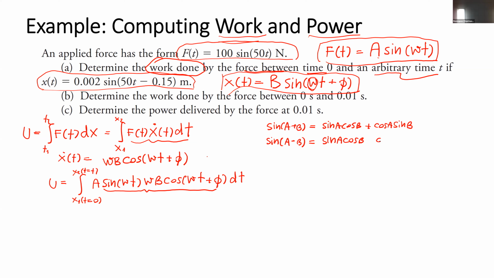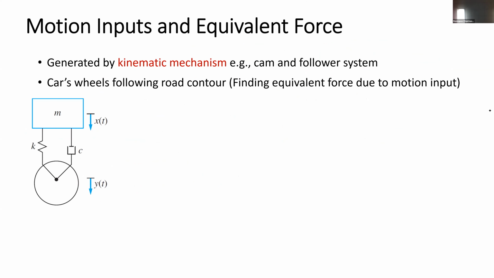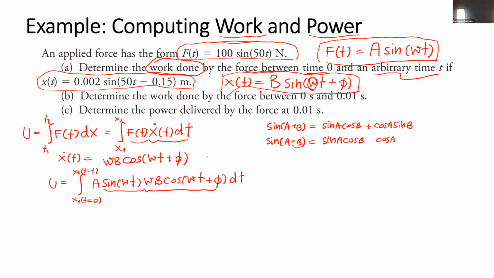Cosine A is cosine A. Cosine of minus B is cosine B. Sine of B is sine B, but sine of minus B will be minus sine B. If you combine these two equations and divide by 2, these two terms will cancel, and what you have is sine A plus B plus sine A subtract B equals 2 sine A cosine B.